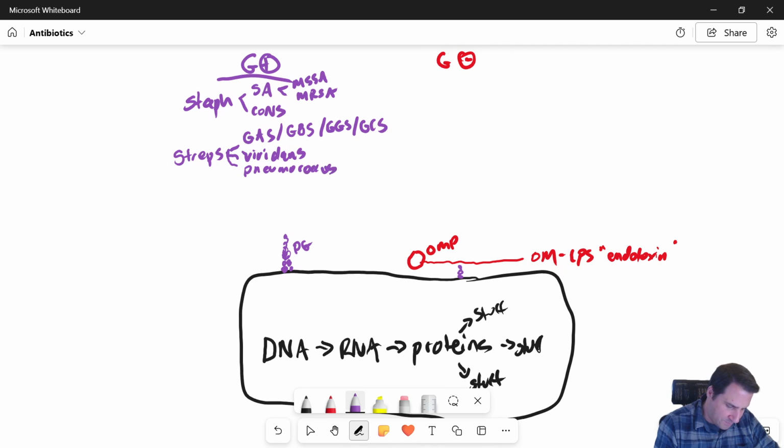Pneumococcus. There's also like strep bovis and a number of others, but those are the big categories that we need to think about. And then the last one that we need to think about is a cousin of strep.